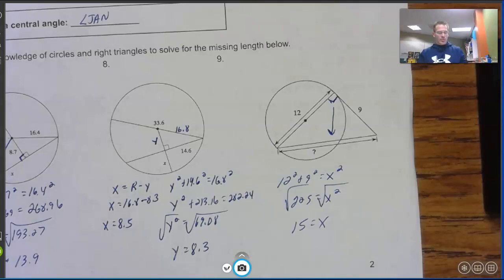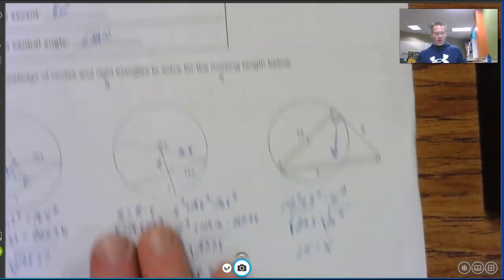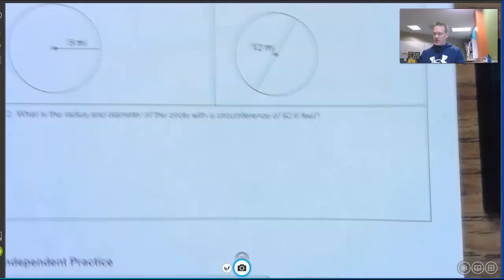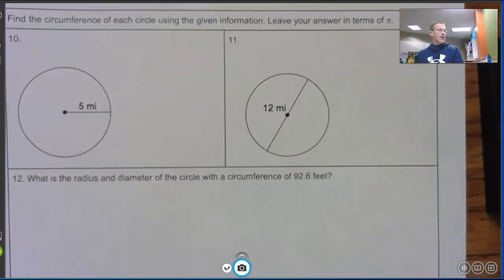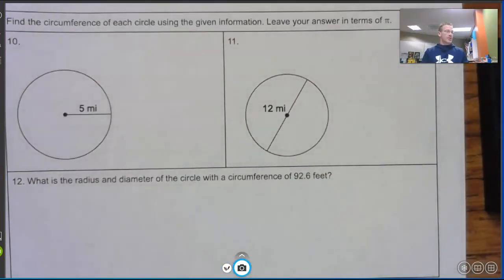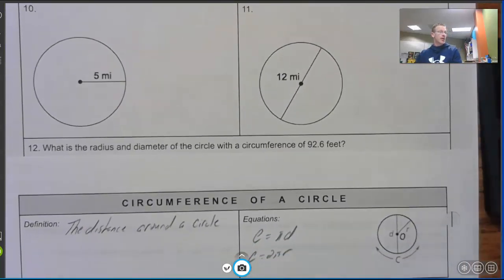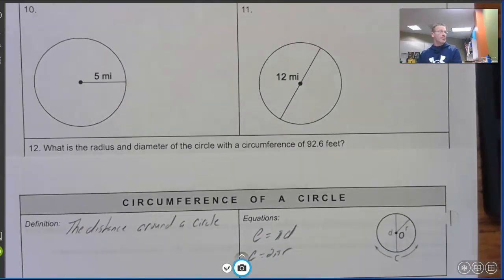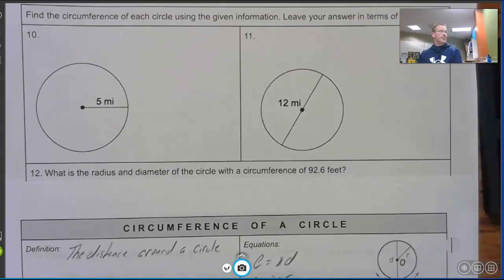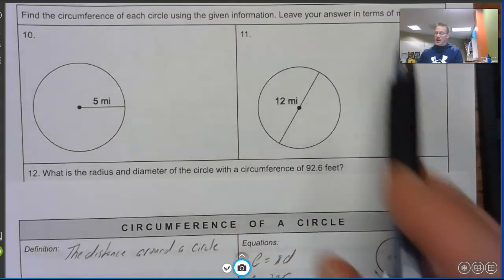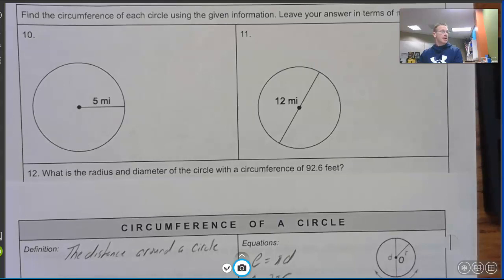So just two more problems here. Let's go to the page and talk about circumference. If we go back to our formulas, circumference we said was either pi d or 2 pi r, depending on my problem. Notice it tells me to leave my answers in terms of pi. So if I can get an exact answer, I want to do that.